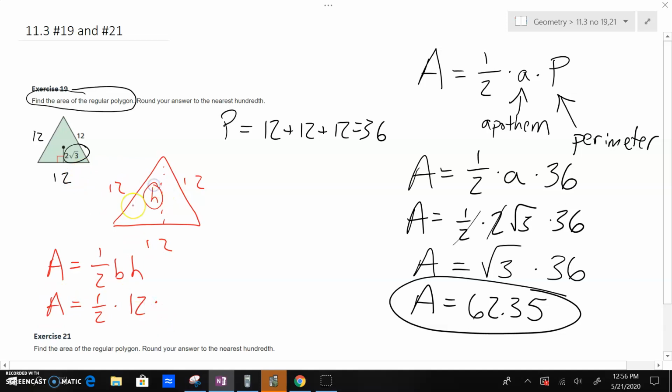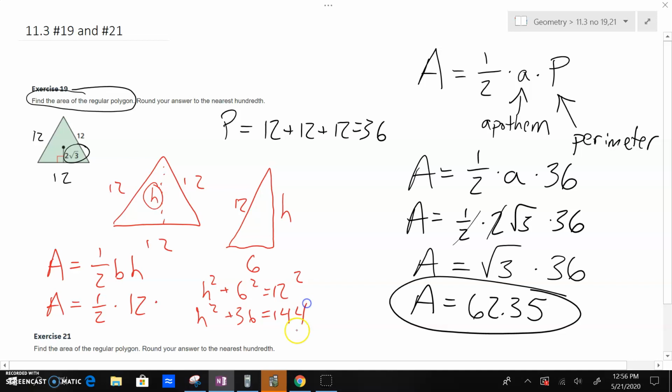Now we have to go get height. Well, how do you get height? If we just look at one of those triangles, there's my height, there's my 12, and here's 6. You could use the Pythagorean Theorem to get height. So h squared plus 6 squared is equal to 12 squared. 12 squared is 144, 6 squared is 36. So height squared would be 144 minus 36, which is 108. And then we've got the square root of 108.